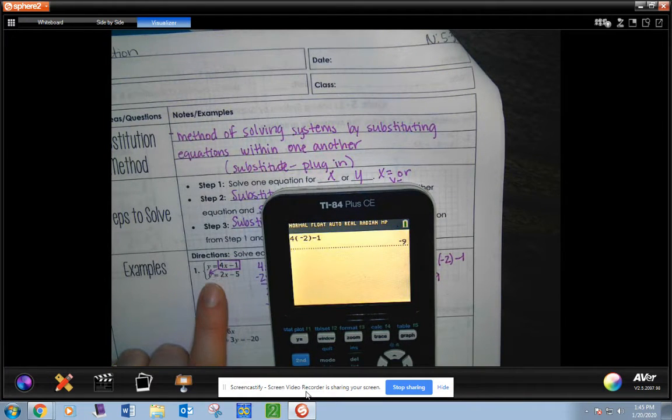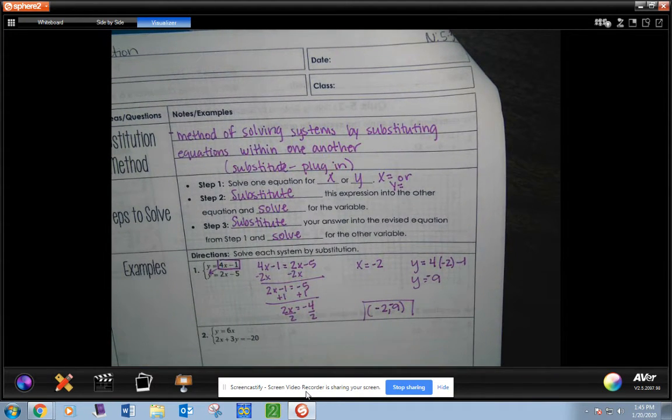So now I check the other one. We do 2 times negative 2 because I'm plugging in x again. And I'm going to put minus 5, and it should equal negative 9. Since it does, this is good. That is my correct answer. We're going to move to number 3.